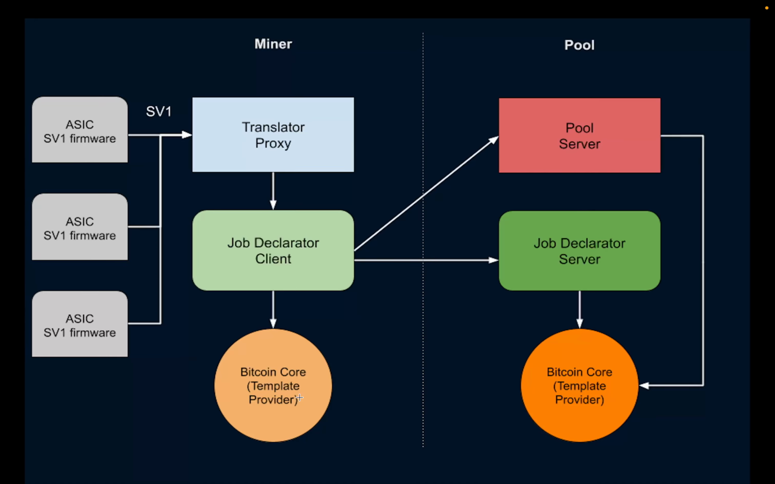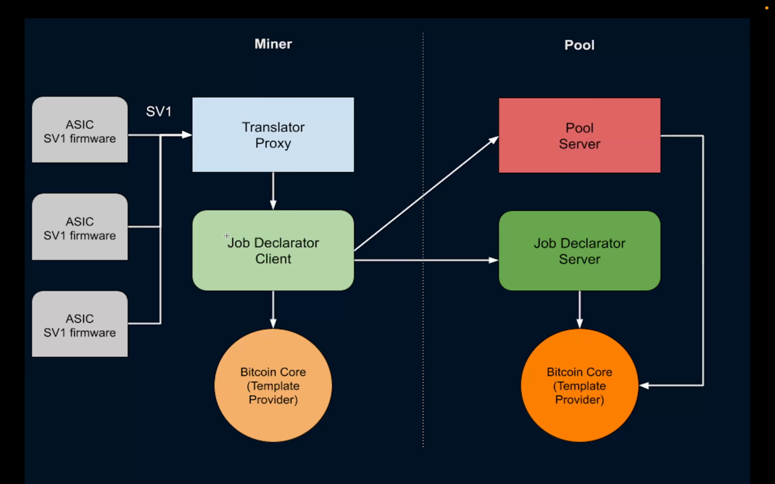And this is what allows miners to be working on their own custom templates, which will hopefully improve miner profits as well as Bitcoin's overall network censorship resistance, precisely because the miner is running a Bitcoin node. And today we're focusing on Bitcoin Core.